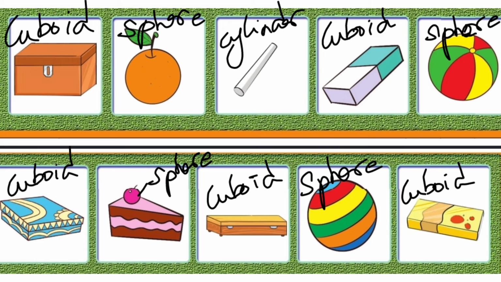On the next set, we have a wooden box which is cuboid shape, orange, sphere shape, and there is a paper roll, cylinder shape, rubber, cuboid shape, ball, sphere shape, and a box which is also cuboid shape. There is a cake. On the top of the cake, there is a cherry which is sphere shape, wooden box, cuboid shape. Again, there is a ball, sphere shape, and a piece of cheese, which is also cuboid shape.